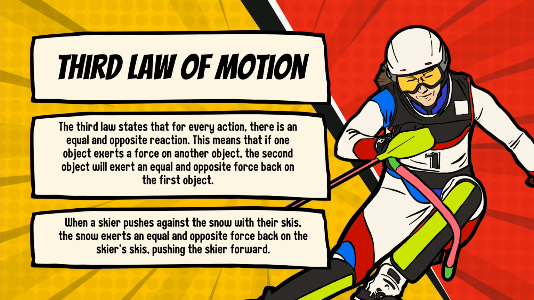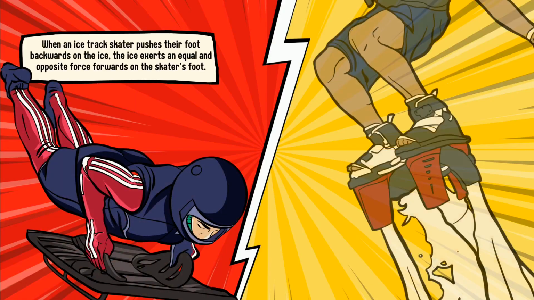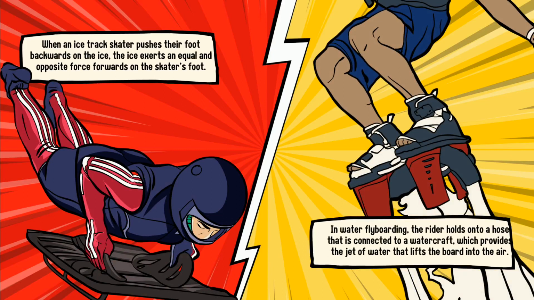The statement of Newton's third law of motion, for every action, there is an equal and opposite reaction, can be seen in the example of an ice track skater pushing their foot backwards on the ice, where the ice exerts an equal and opposite force forwards on their foot.